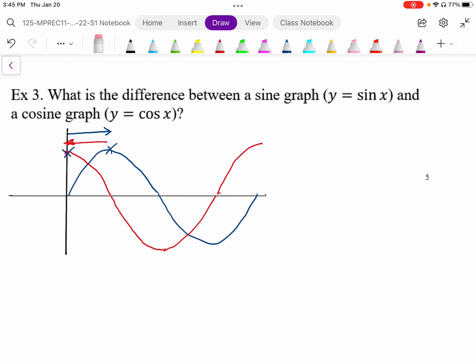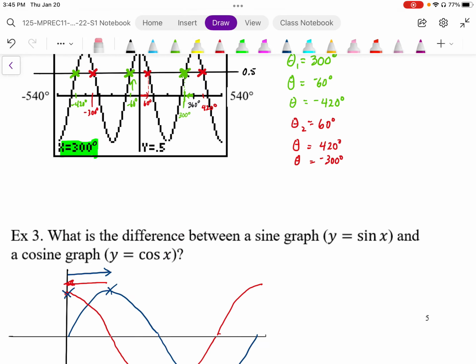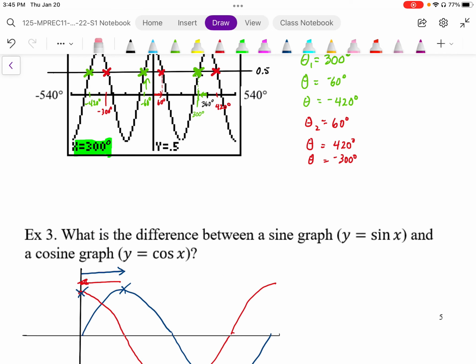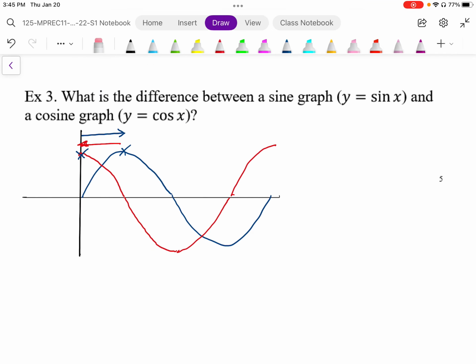Okay, so lastly, what is the difference between the sine graph and the cosine graph? So I've drawn the cosine graph in red and the sine graph in blue. And I can see that if I just take one reference point, from going from the 0 to this point here, so I'm just going to highlight it. If I'm going from this point here to this point here, I've gone forward 1 quadrant, or pi over 2. So really the difference here is a horizontal shift of pi over 2.